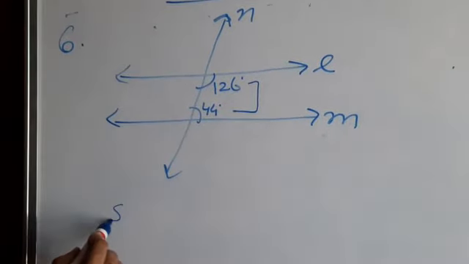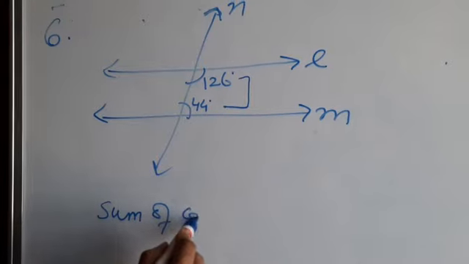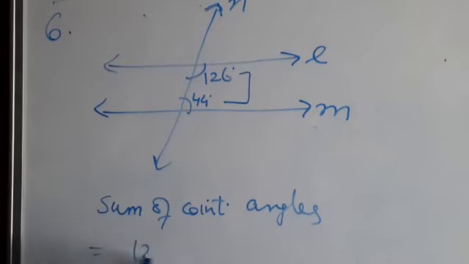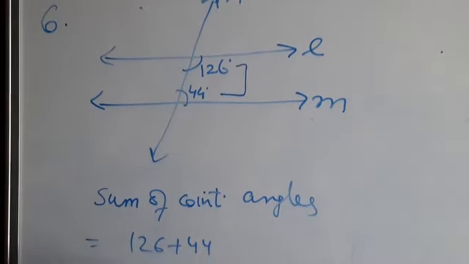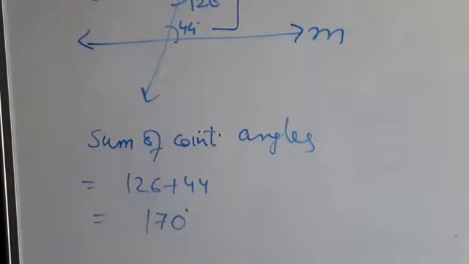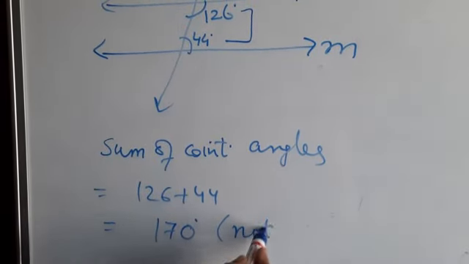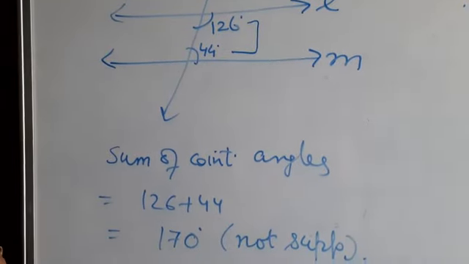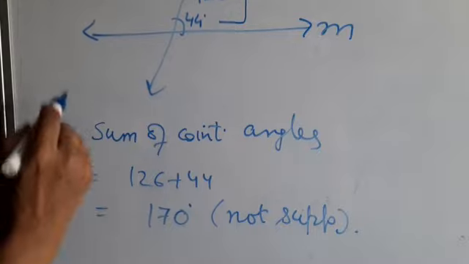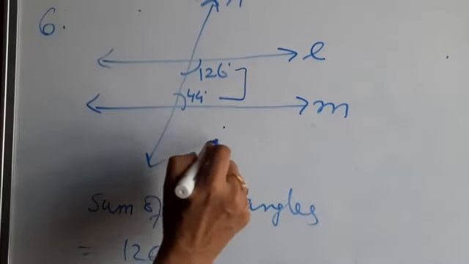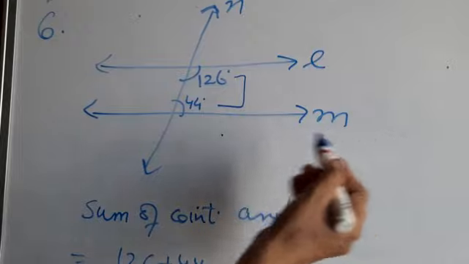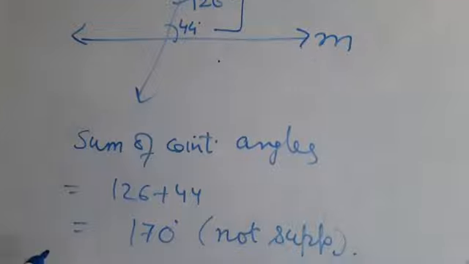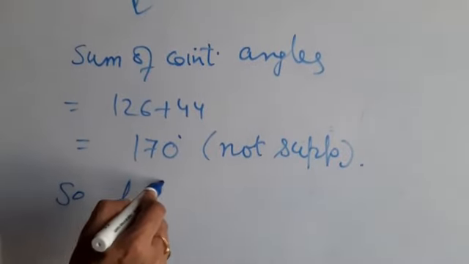So you write here sum of co-interior angles. Now do the sum. 126 plus 44 will come 170, which is not supplementary. Supplementary नहीं आ रहा. So lines are not parallel. You write here the rule that if the sum of co-interior angles is supplementary, then lines are parallel. So here it is not coming supplementary, so L is not parallel.